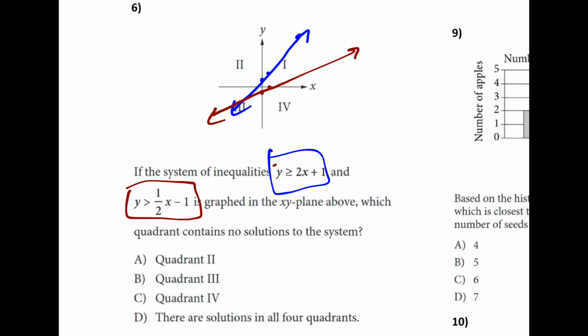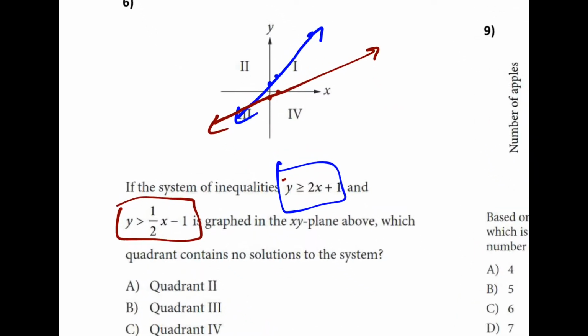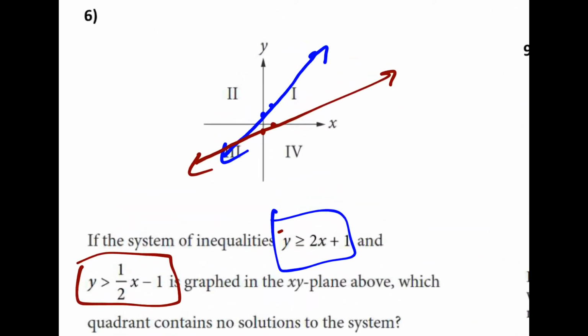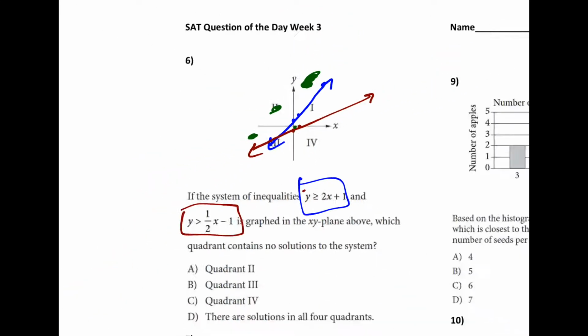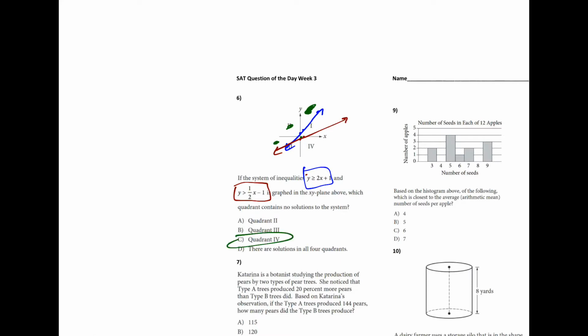The question asks, which quadrant contains no solutions? So quadrant 1 definitely has lots of solutions that would fit both inequalities way up here, and so does quadrant 2 and quadrant 3. But if you look down here in quadrant 4, there's only a couple solutions that fit the red line, and there's none that are above the blue line. So that's why quadrant 4 is the best answer.